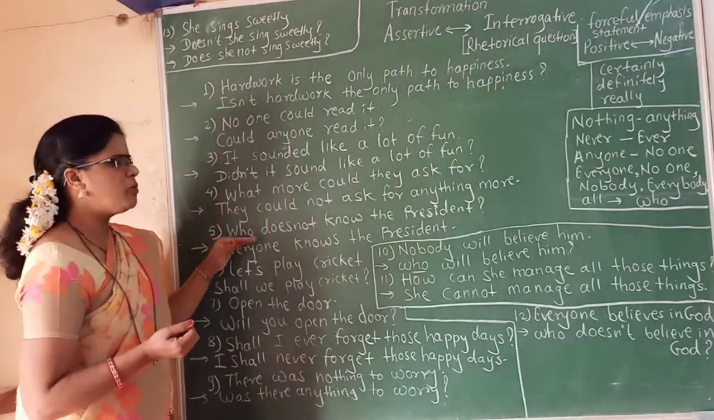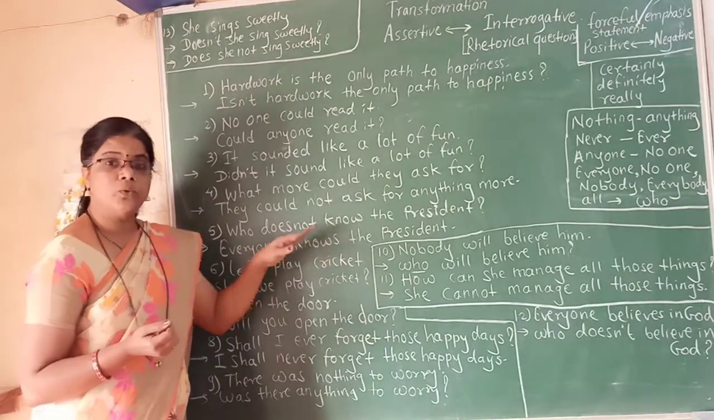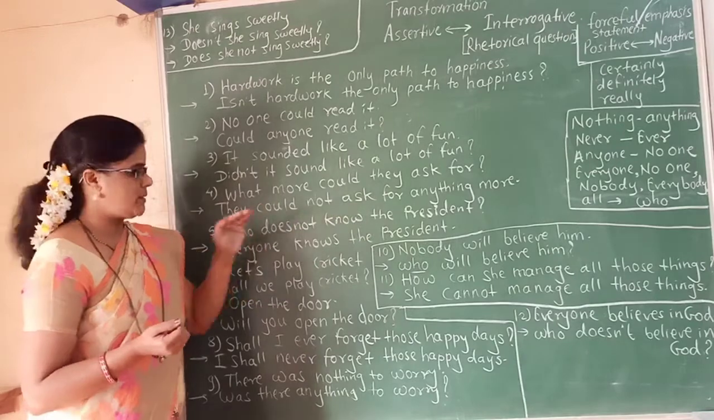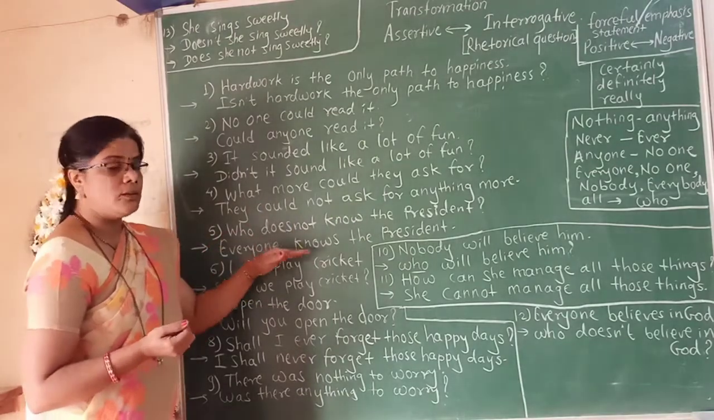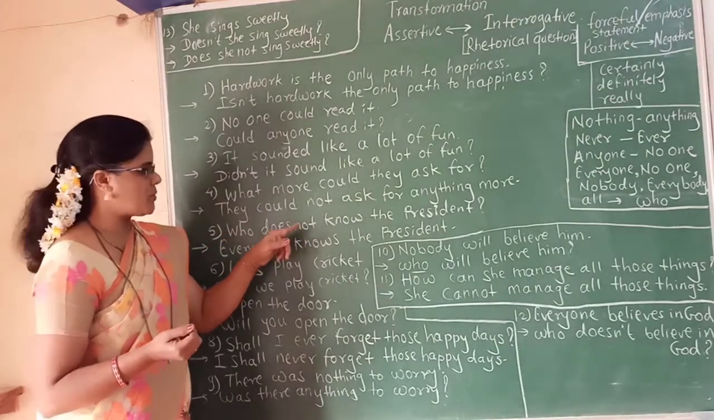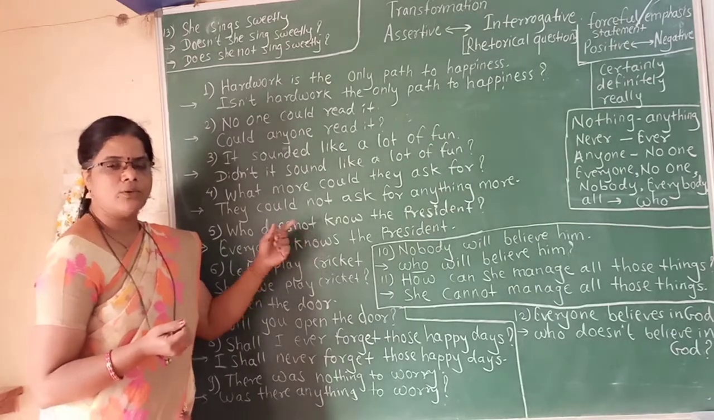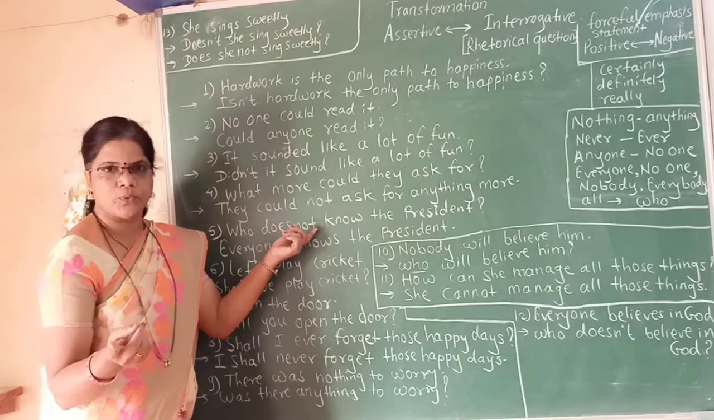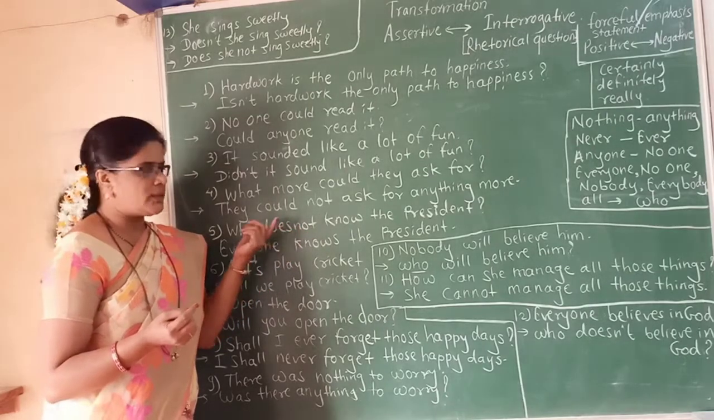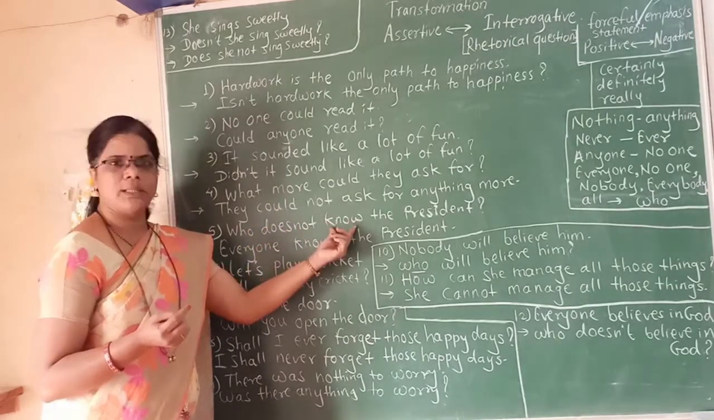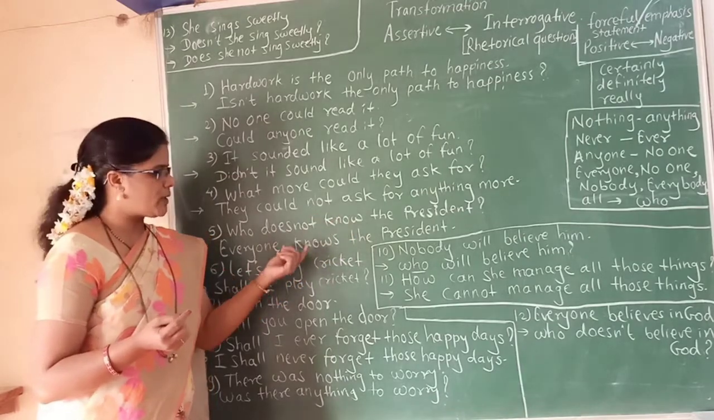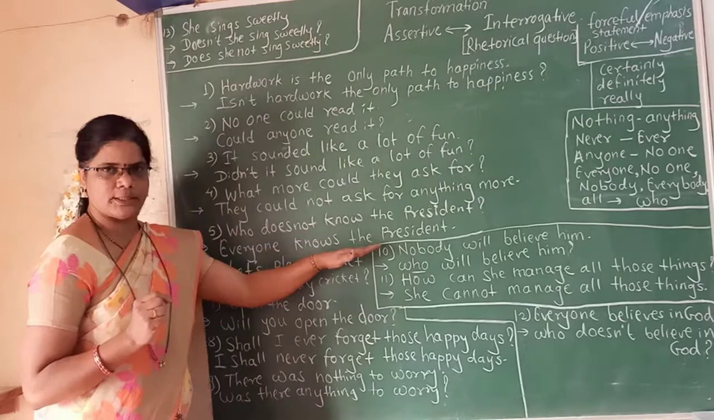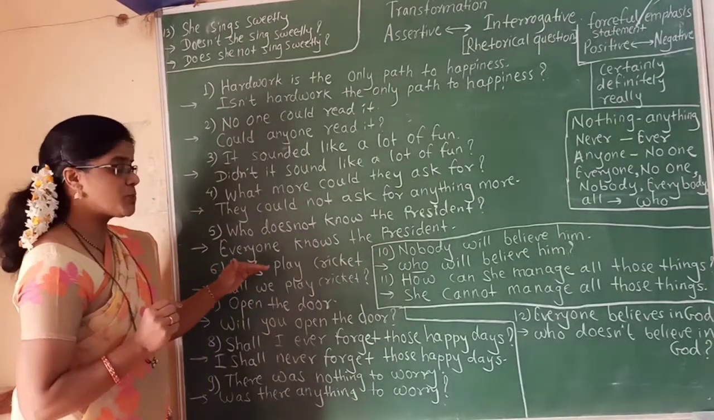Next one. Who doesn't know the president? Who doesn't? Negative sentence. Here, everyone knows. Why knows? Because here was doesn't. We have to remove this not, because the sentence should be changed from negative to positive. So not should be removed. Then this does should be included in the main verb, and it should be converted to knows. Everyone knows the president.